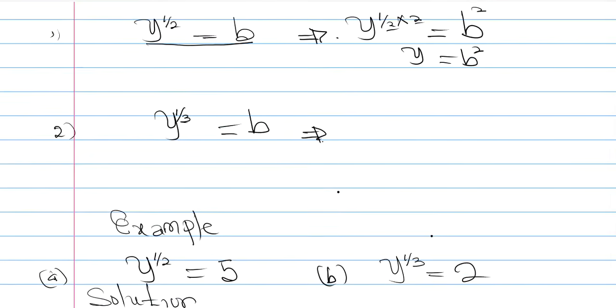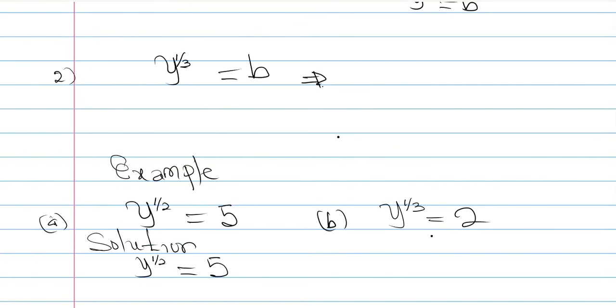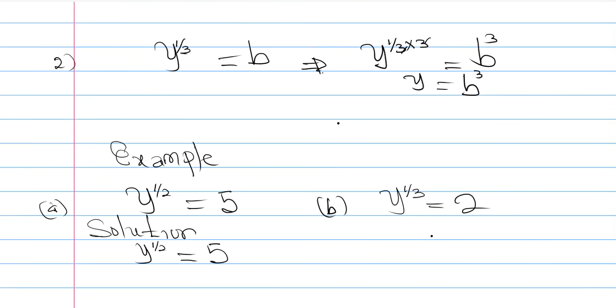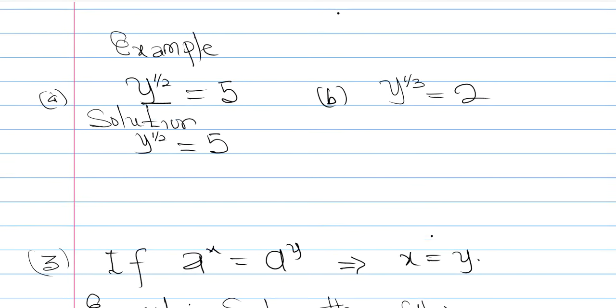Now similarly, we also have y to the power of one third here. It means for y raised to power one third, we multiply this by the exponent of 3, which is also equal to b raised to power 3. This one cancels, we have y equal to b raised to power 3. Okay, take note. Now we are going to use the same procedure to solve this one.